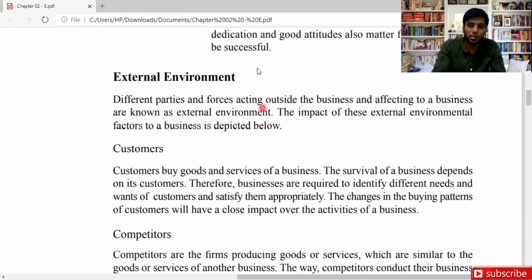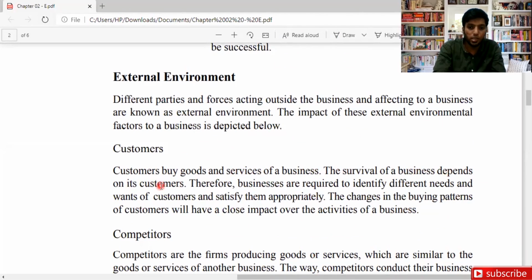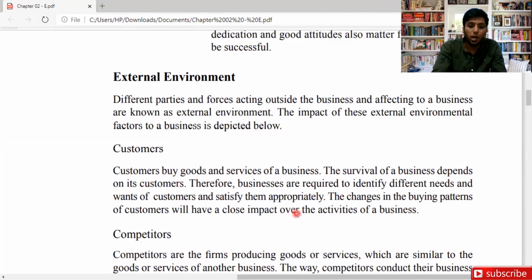If you don't satisfy the customer, then of course you are going to run out of the market. Customers buy goods and services of a business. The survival of a business depends on its customers. Therefore, businesses are required to identify different needs and wants of customers and satisfy them appropriately. The changes in buying patterns of customers will have a close impact over the activities of a business. So every business needs to know their customers better. If they don't understand what the customer needs, then of course they can't keep the business. The business should move on.